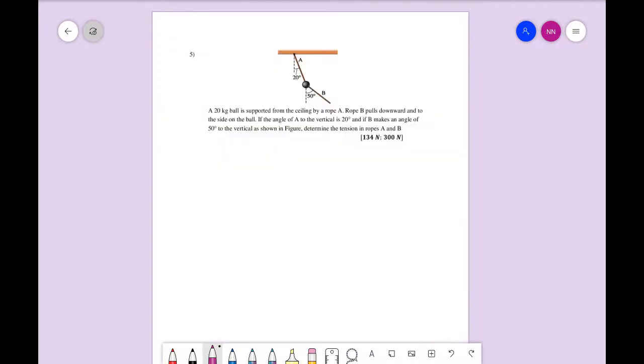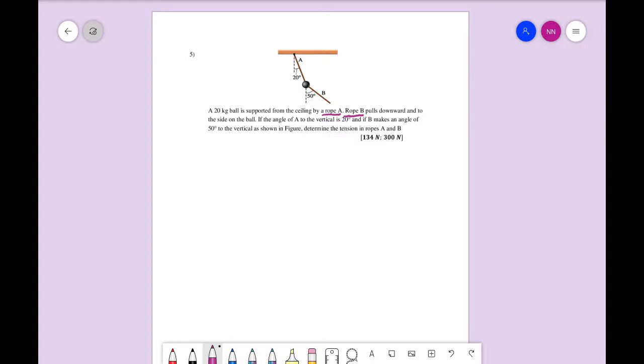Number 5. A 20 kilogram ball is supported from the ceiling by rope A. So rope A means it has tension. And then rope B, that means it has another tension. It pulls downward and to the side on the ball.